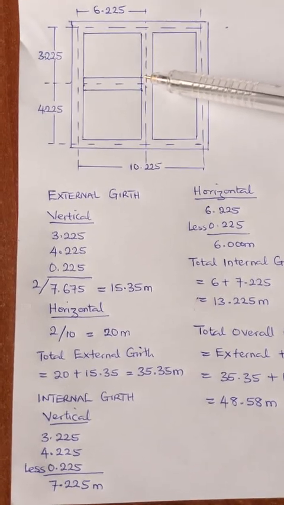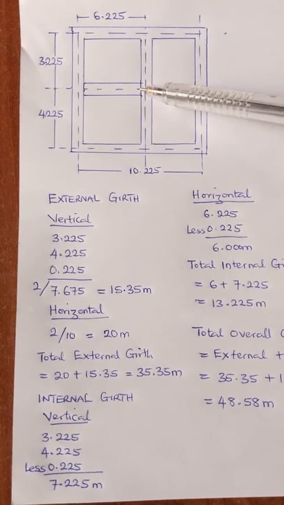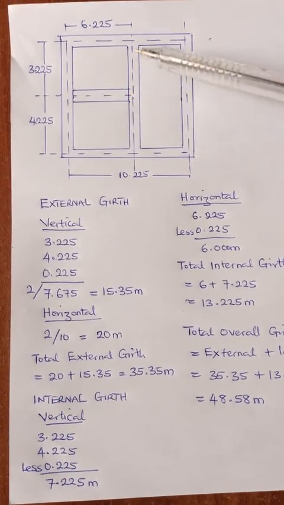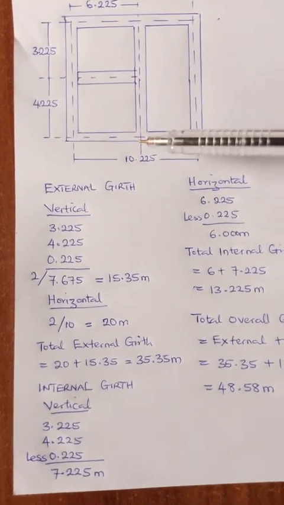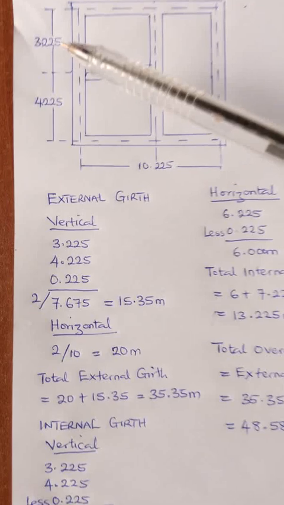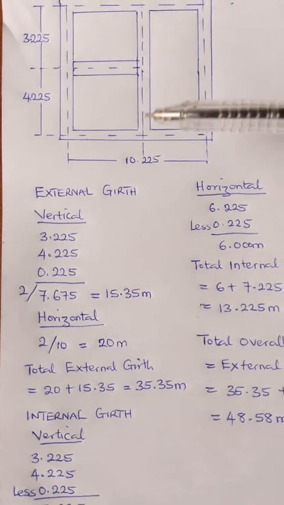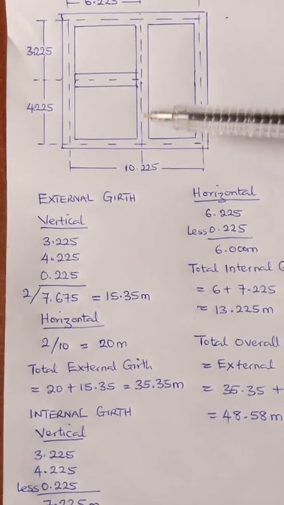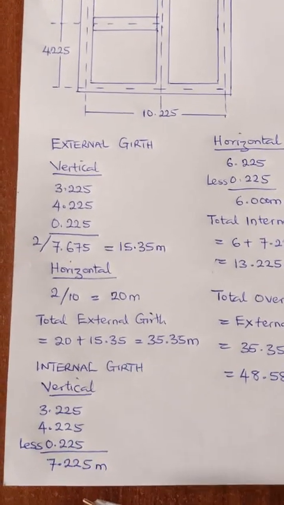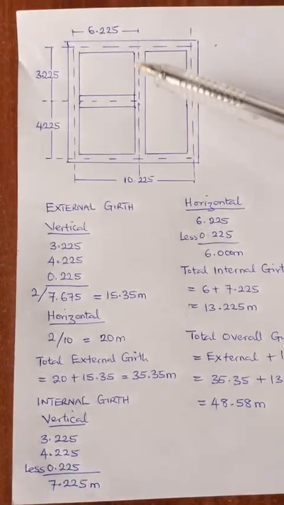Then the internal has to do with this part, that is from here to this part. That is this grid to this grid, because we are looking at the internal. Now this is vertical, so we are looking at this grid to this grid, this grid to this grid. So we have 3.225 plus 4.225. Then we subtract 0.225, half of this and half of that. So we now have 7.225 meters. That is for this vertical.